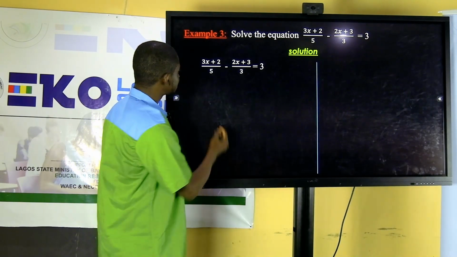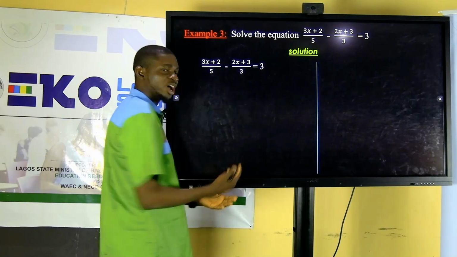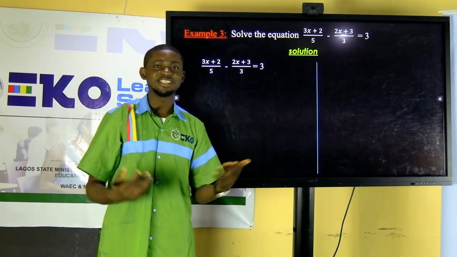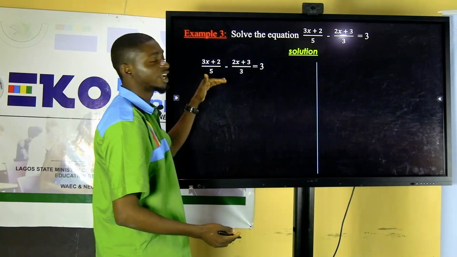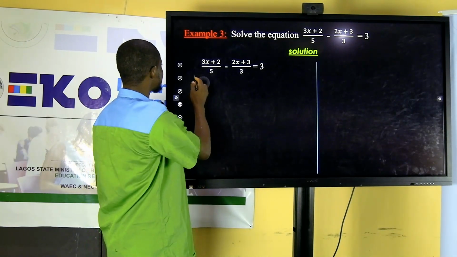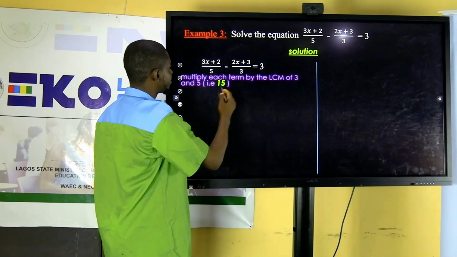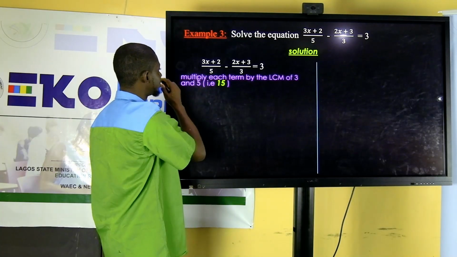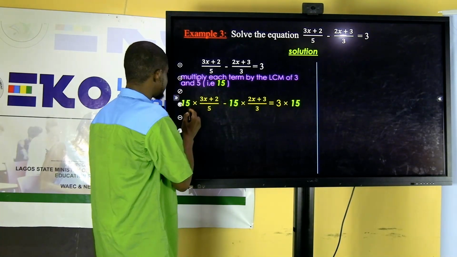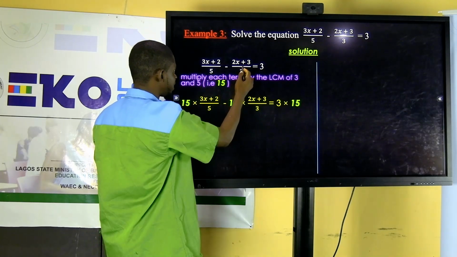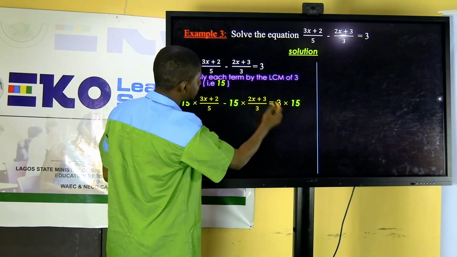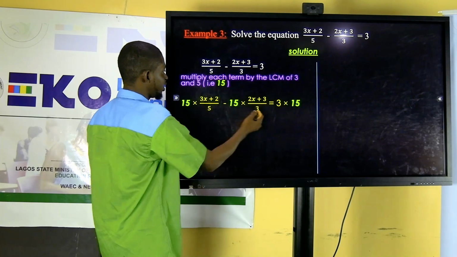Some people may decide to say, let me solve this together. We advise students, don't complicate things for yourself. Just multiply through by the LCM of the denominators. So when we multiply through, we are going to multiply through by 15, which is the LCM. So it becomes 15 multiplied by what we have here, minus 15 multiplied by what we have here, times 15 with what we have here, equals the other side.